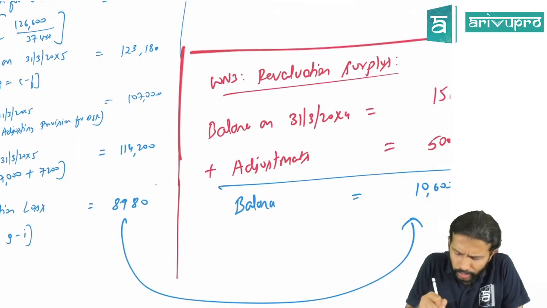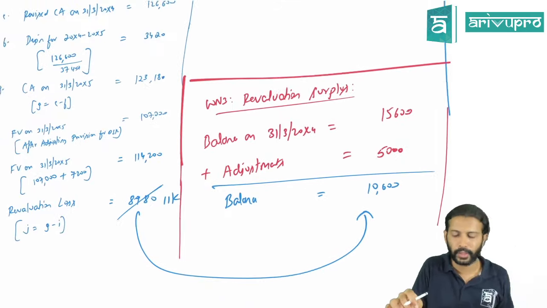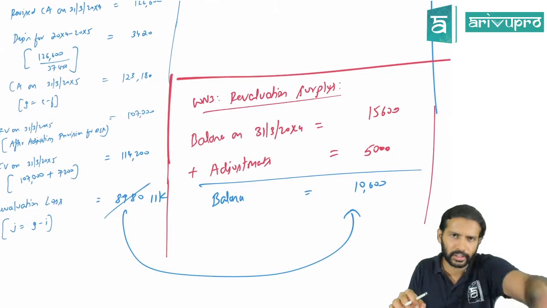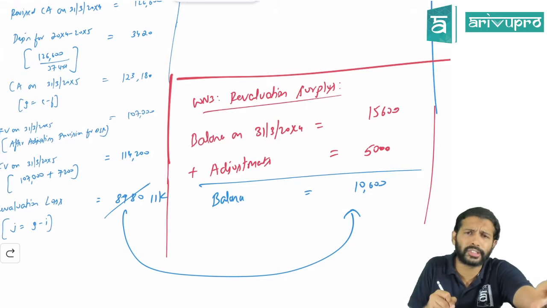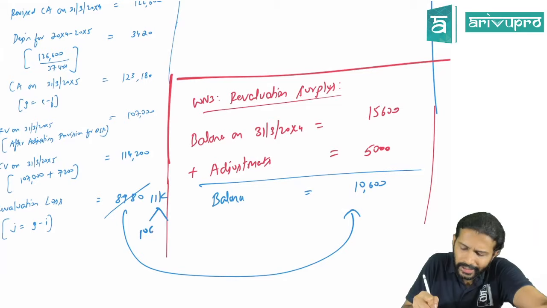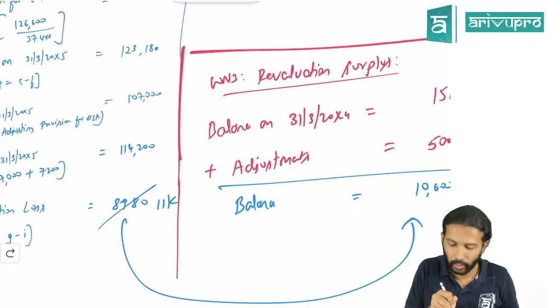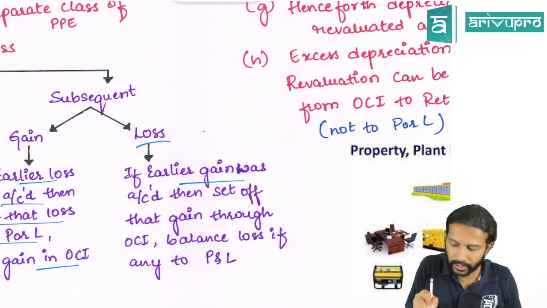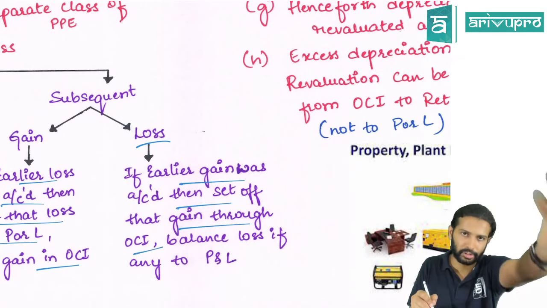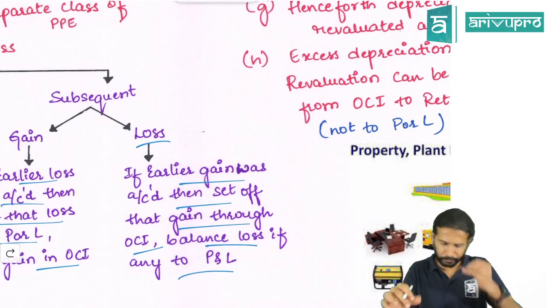Suppose, just for your understanding, if this revaluation loss, instead of 8,980, was 11,000, then out of this 11,000 loss, the balance in revaluation surplus is only 10,600. Out of this 11,000 loss, only 10,600 you can adjust with revaluation surplus. The balance 400 you will adjust with the PRL account. That's how the working happens, or the treatment suggested by the standard. That's what I've just called out in the chart also. If earlier gain was accounted, then set off that gain through OCI, meaning revaluation surplus, first. If after setting off you still have a loss, then the balance loss goes off to P&L account.